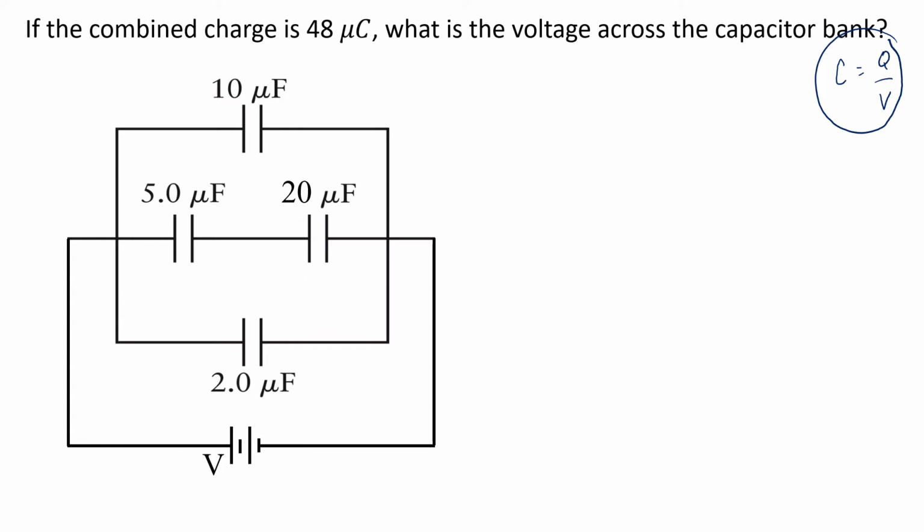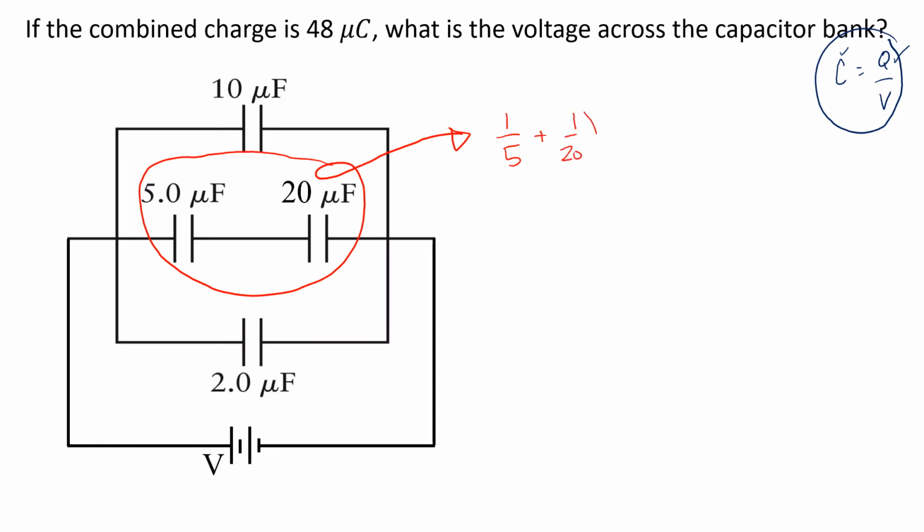So in this case, we actually know how much charge, and we'd like to know the equivalent capacitance so that we can find the potential. So I'm looking at this and I see that there is a series of capacitors here. And so to find the equivalent capacitance, I take the sum of the reciprocals and then find the reciprocal of that. And that will give me the capacitance for that series.